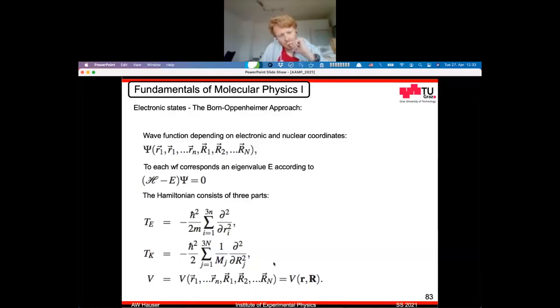Now, how does our Hamiltonian look in this case? You can see it consists of three parts, as it's written here on this slide: the kinetic energy of the electrons, the kinetic energy of the nuclei. You might realize that I've copied this from a German book, K for Kerne, T_K, and we have a coupling potential, which will consist of Coulomb interactions between the charged particles, which is obviously a function of electronic as well as nuclear coordinates.